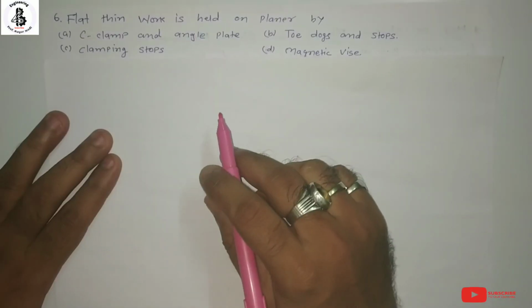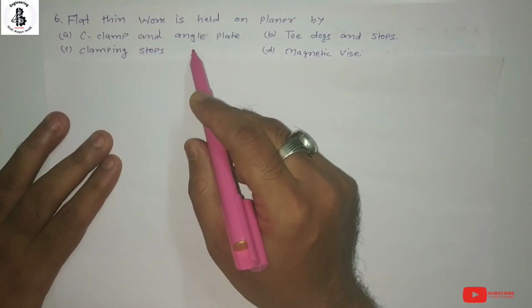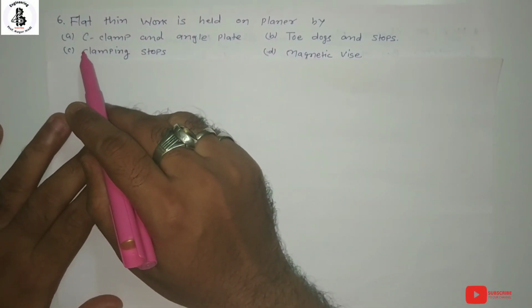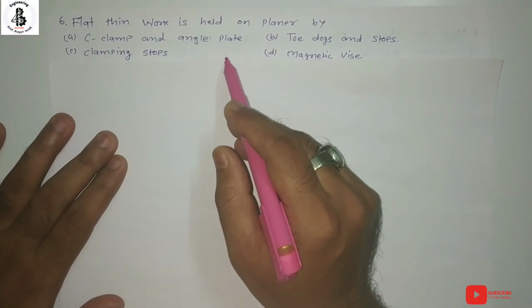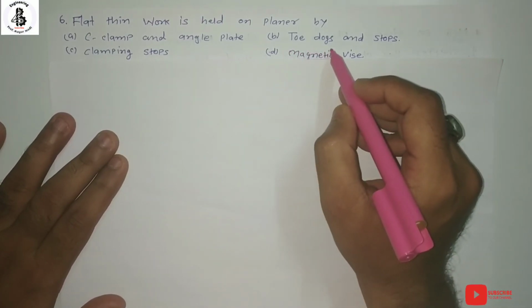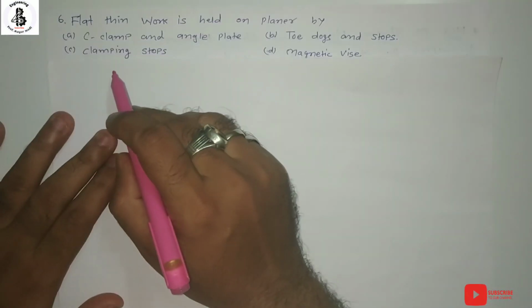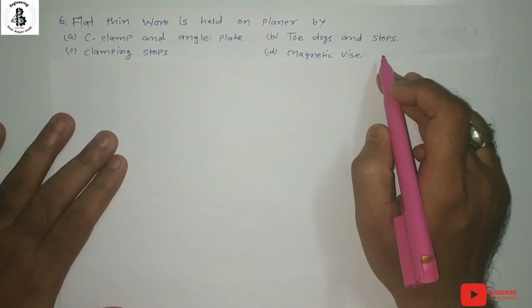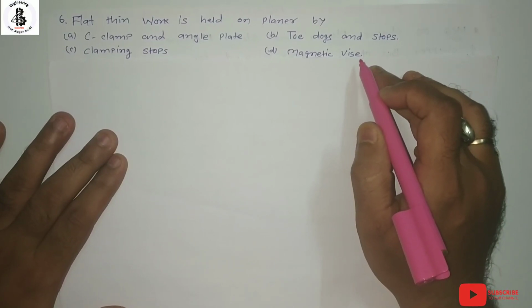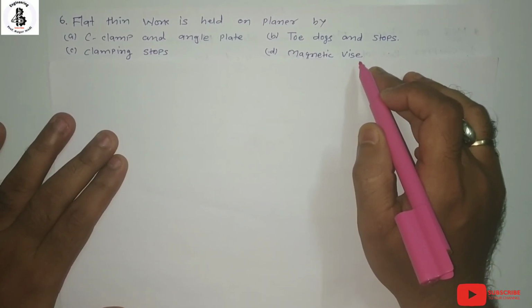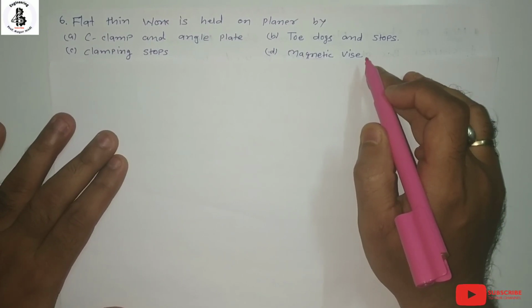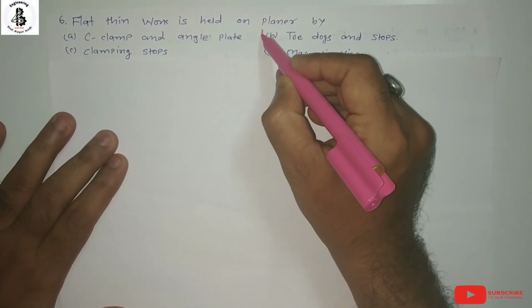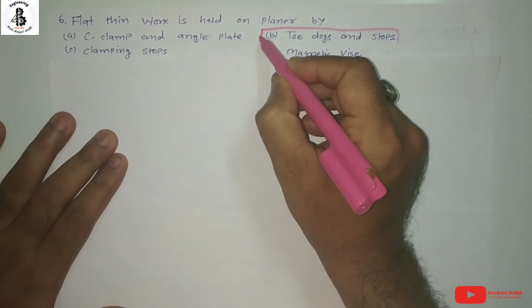Then next, flat thin work is held on a planer by option A, C-clamps and angle plates. Option B, toe dogs and stops. Option C, clamping stops, and option D, magnetic vice. So basically thin work is held on the planer by the application of toe dogs and stops. So the right answer is option B.